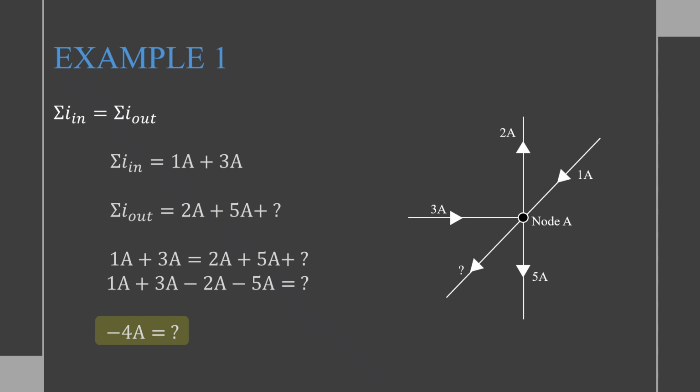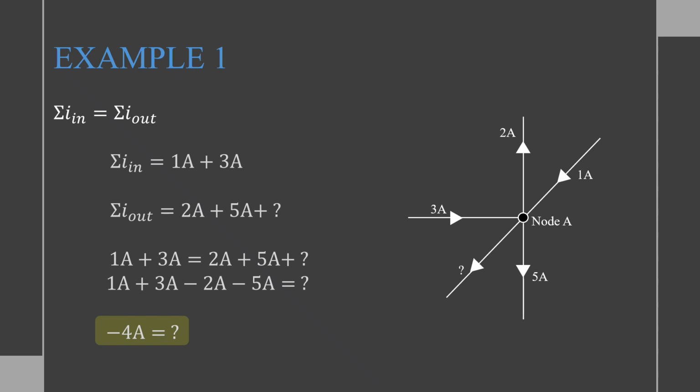First, let's identify all the current in conductors, and that is the 1 amp and the 3 amps, which feature the arrows going toward the node A. Now, for the current out, we have the 2 amp, the 5 amp, and we have an unknown current on one of these conductors, which is just going to be a question mark for now, and we're going to be tasked to find what that current is.